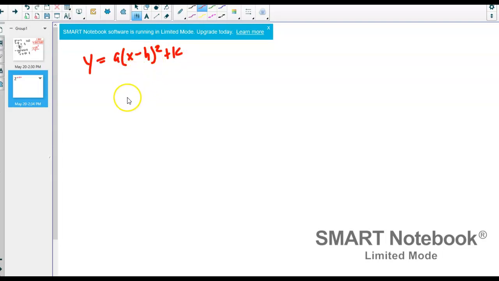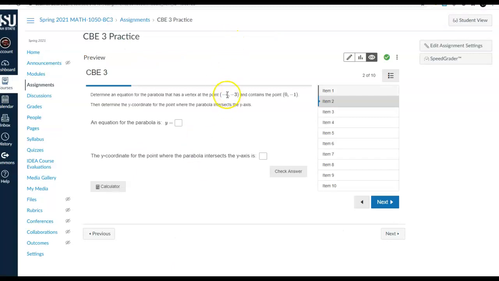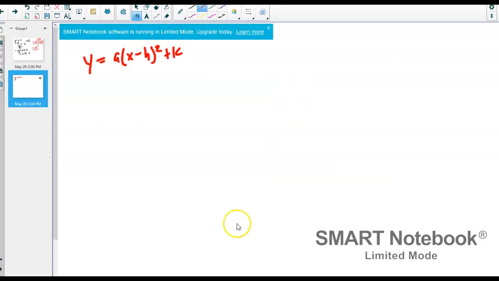Again, if you go back to that question, h and k is this point, that's the vertex. h is negative 4, and k is negative 3, and then this is just an xy point here. So we're going to go negative 1 for y. I don't know what a is, that's why we're doing this. 0 for x, negative 4, which becomes plus 4 here, squared, and then negative 3 is what I get. And I'm just going to solve that.